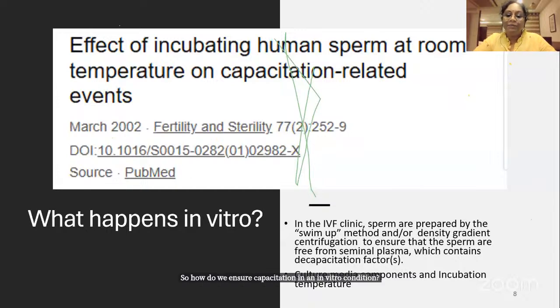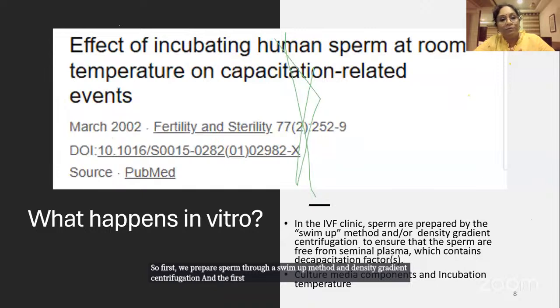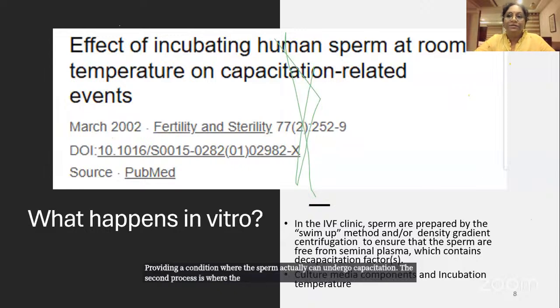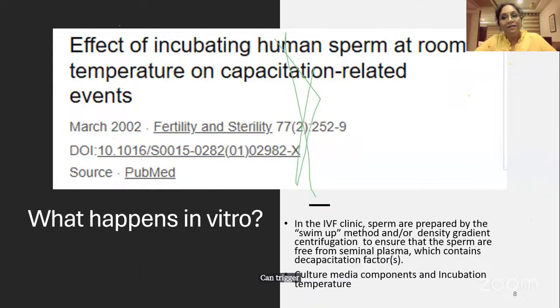First, we prepare sperm through a swim-up method and density gradient centrifugation. The first step is removal of sperm from the seminal plasma. Now, seminal plasma has decapacitation factors, so we are removing that and providing a condition where the sperm can undergo capacitation. The second process is where the culture media components, the bicarbonate and calcium present in culture media, can trigger capacitation, and then incubation temperature also can induce capacitation.